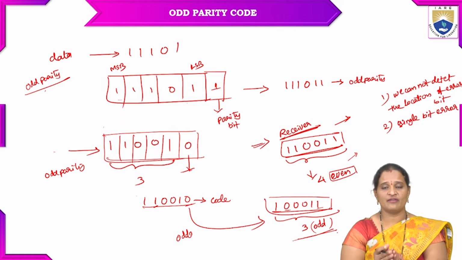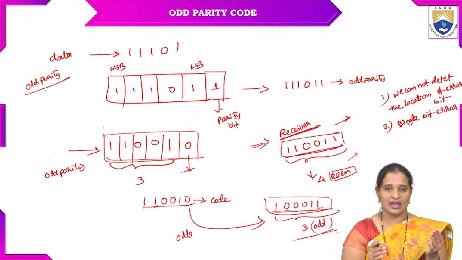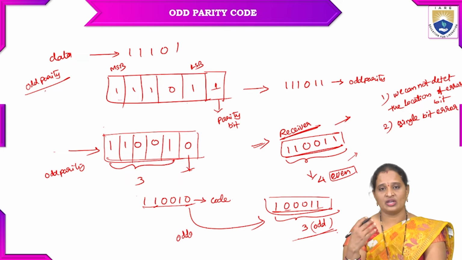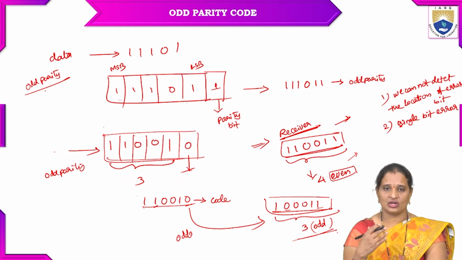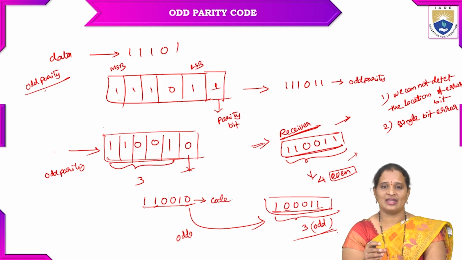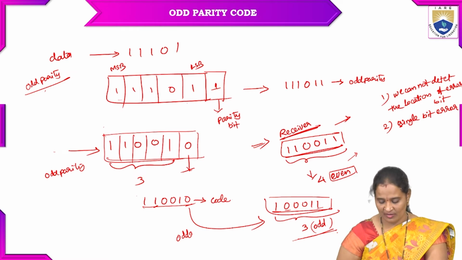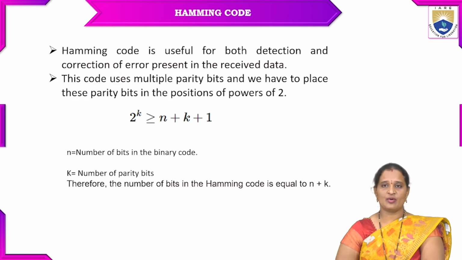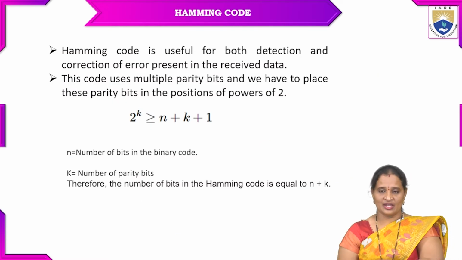That means if we are locating the error, we can correct the error, right? Simply by changing the ones to zeros and zeros to ones. But we cannot detect the location, so we cannot correct it, and it is also used only for single bit error detection. So these are the limitations. This parity code will not be used for detecting errors of more than 1 bit. Okay, so that is about parity code.